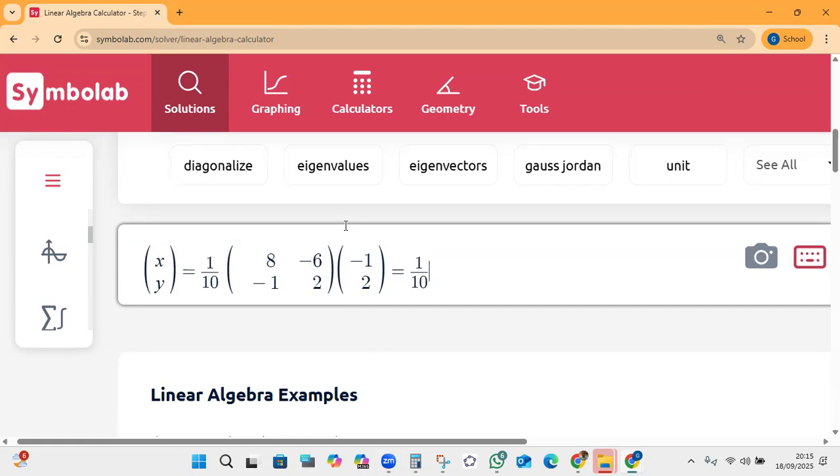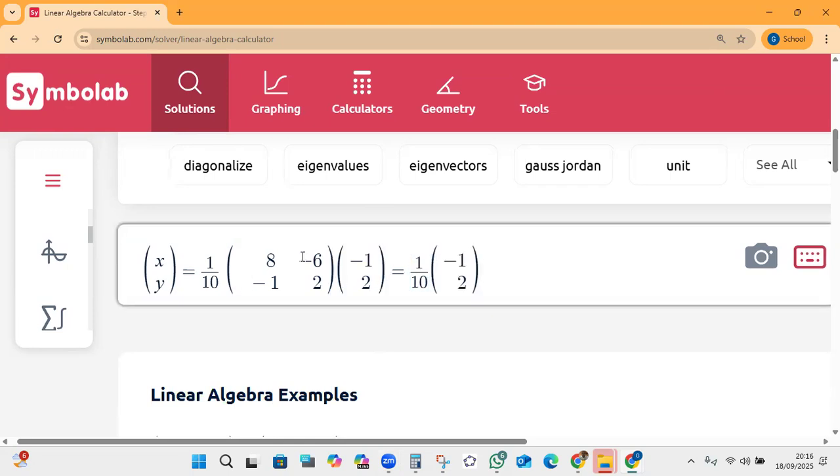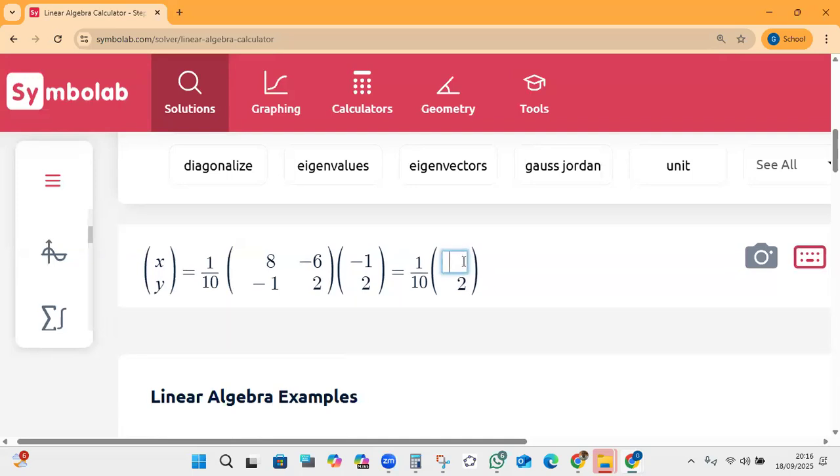So your answer is going to be a column matrix, 2 rows and 1 column. So I repeat, those 2 rows applying to 1 column, so you'll end up with 2 rows and 1 column. And how can that be done? That would be 8 times -1 plus -6 times 2. See that? Row by column, that's how you multiply matrices. So 8 times -1 plus -6 times 2.